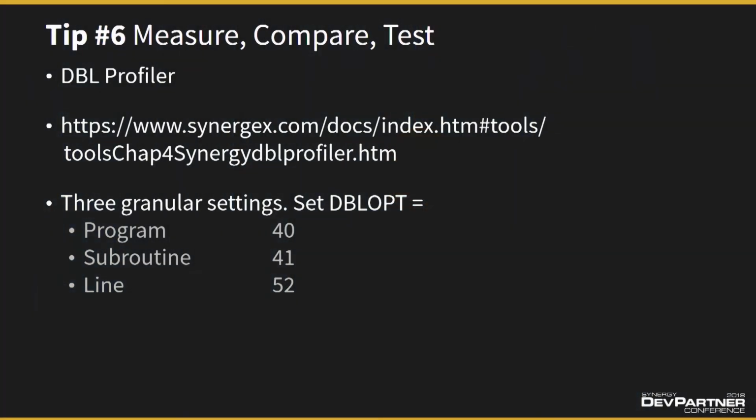When you enable the DBL profiler with DBL -U, or /profile if you're on VMS, it has 3 granular settings, and you just have to do some environment settings, DBLOPT. You can do it for the full program, or you can do it for the program with subroutines, so that will give you all the specs for your subroutine. And then you can do it on individual lines.